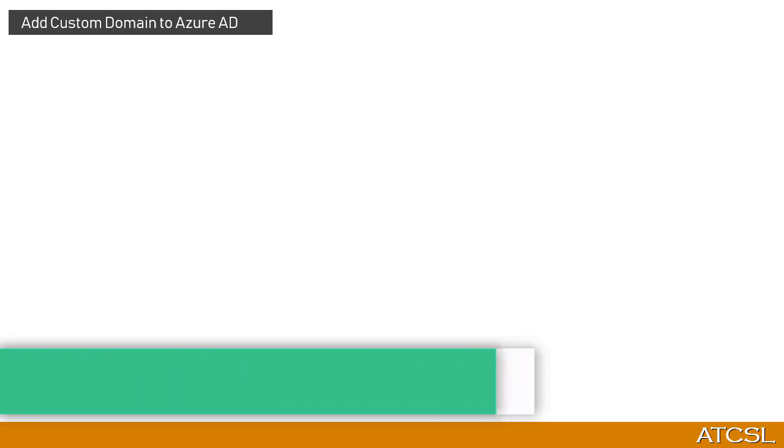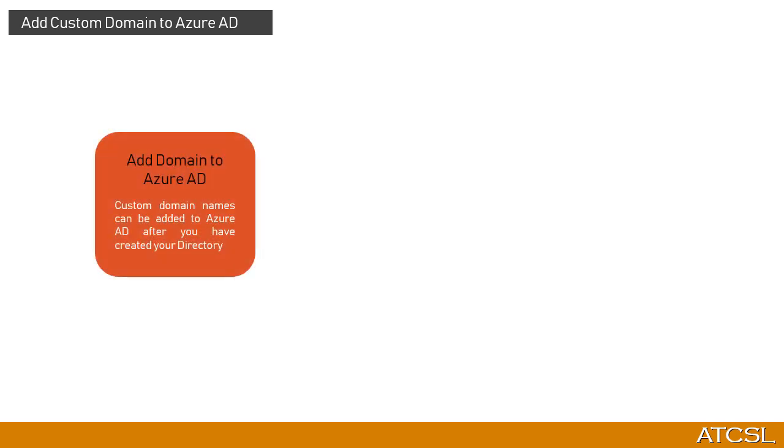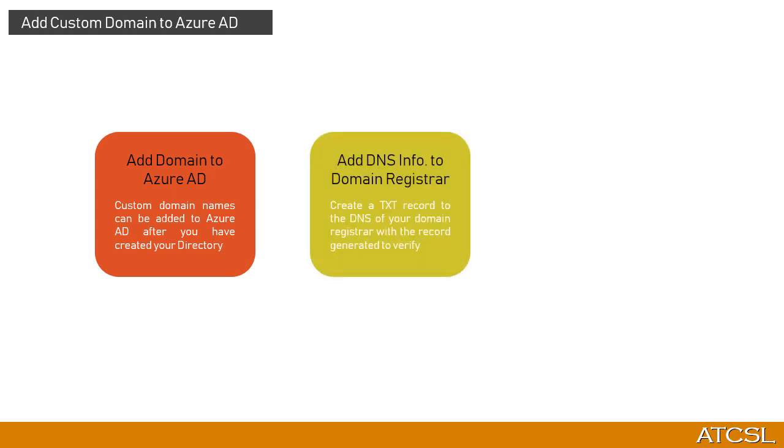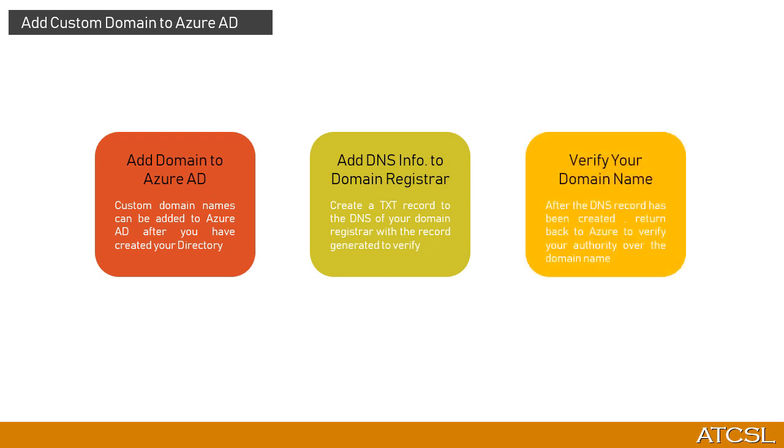So it was a 3-step process that we took to add the custom domain name. The first one was adding the custom domain name in the Azure Active Directory. The second one was to add the DNS information to the domain registrar. And the third and final one was to verify your custom domain.